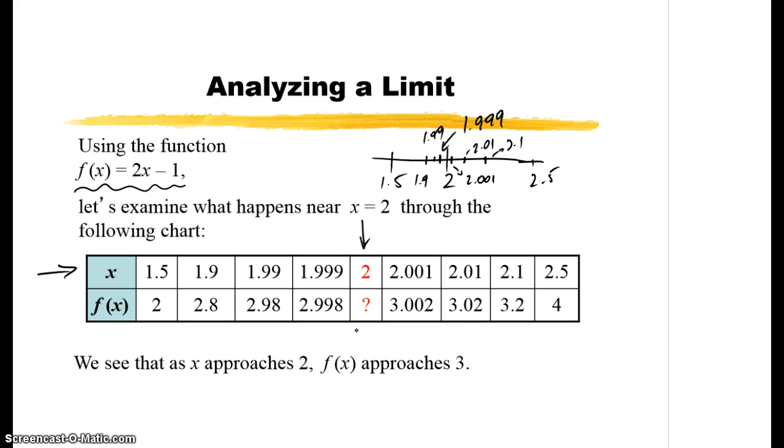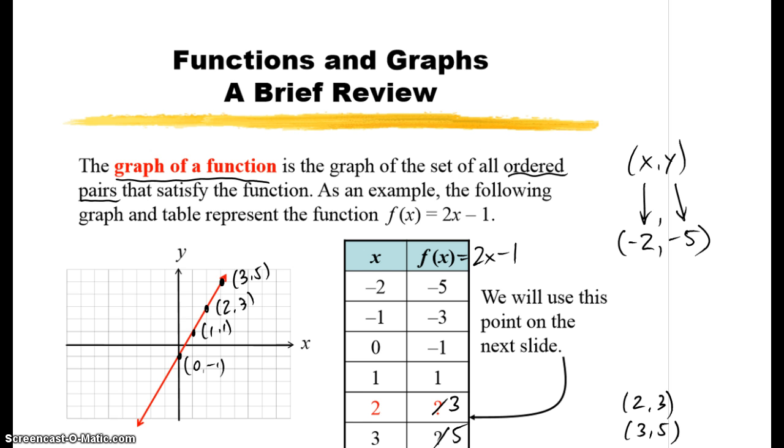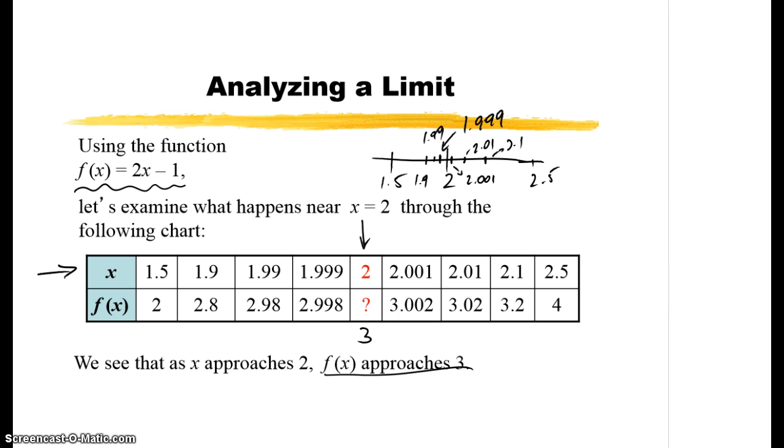You should notice that the closer and closer you are to 2, f of x approaches 3. It gets closer and closer to the value 3. Now, we knew from the previous slide that at 2, the f of x value is indeed 3. But when we talk about limits, we're never really interested in what's happening at the point x equals 2. We're interested in what's happening near the point x equals 2.